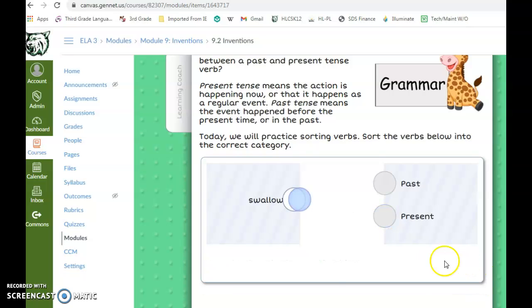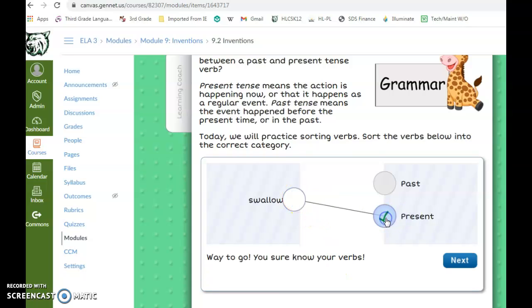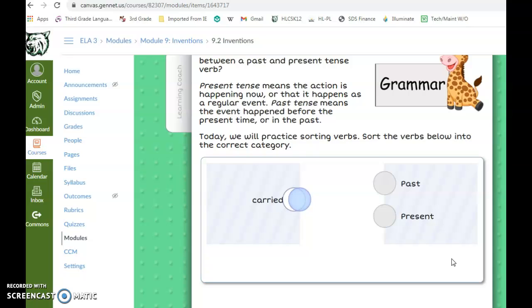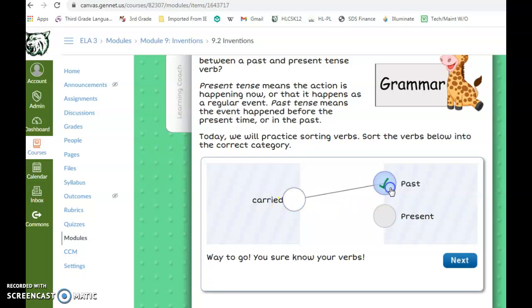Swallow. I am going to swallow my coffee. That's happening now. Carried. I carried the turkey to the table. Oh, that already happened and I see the ED.